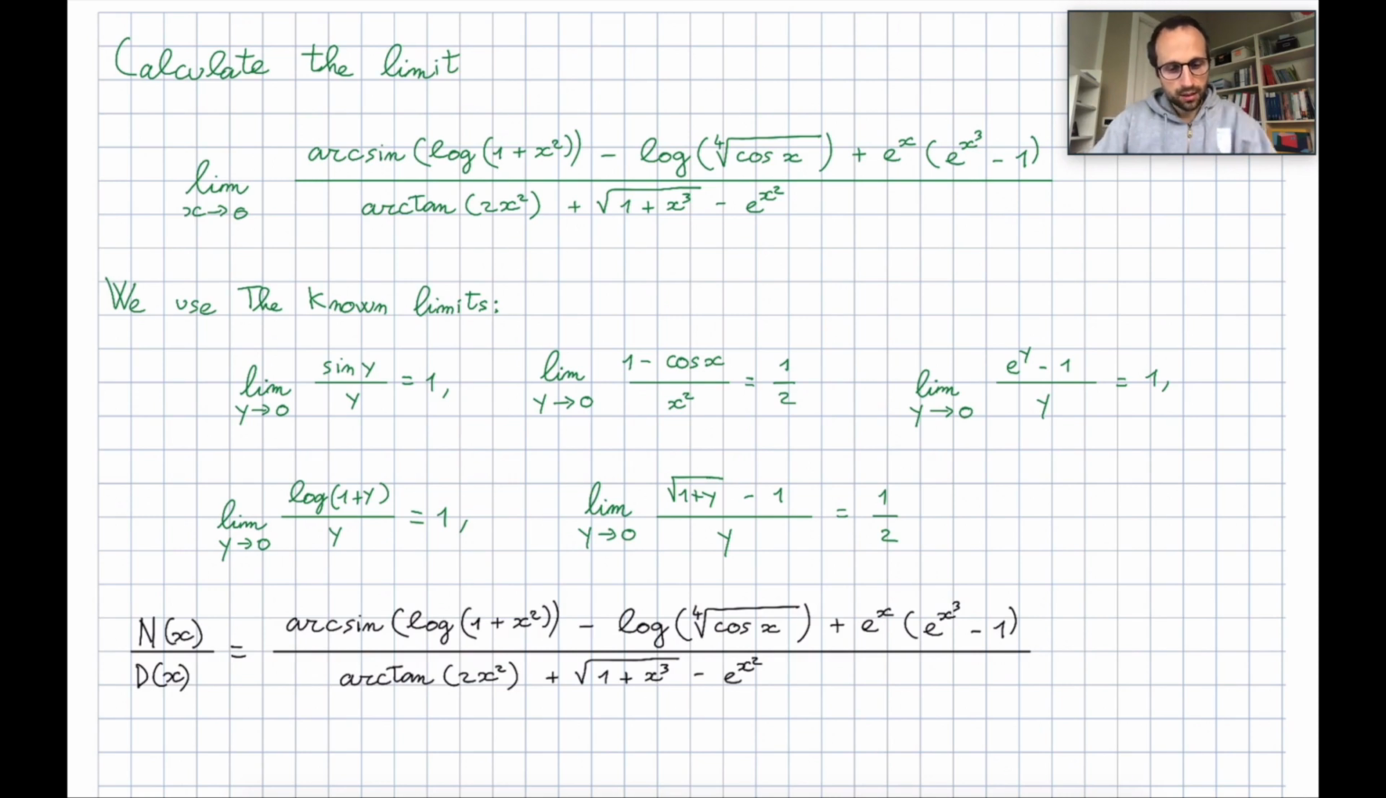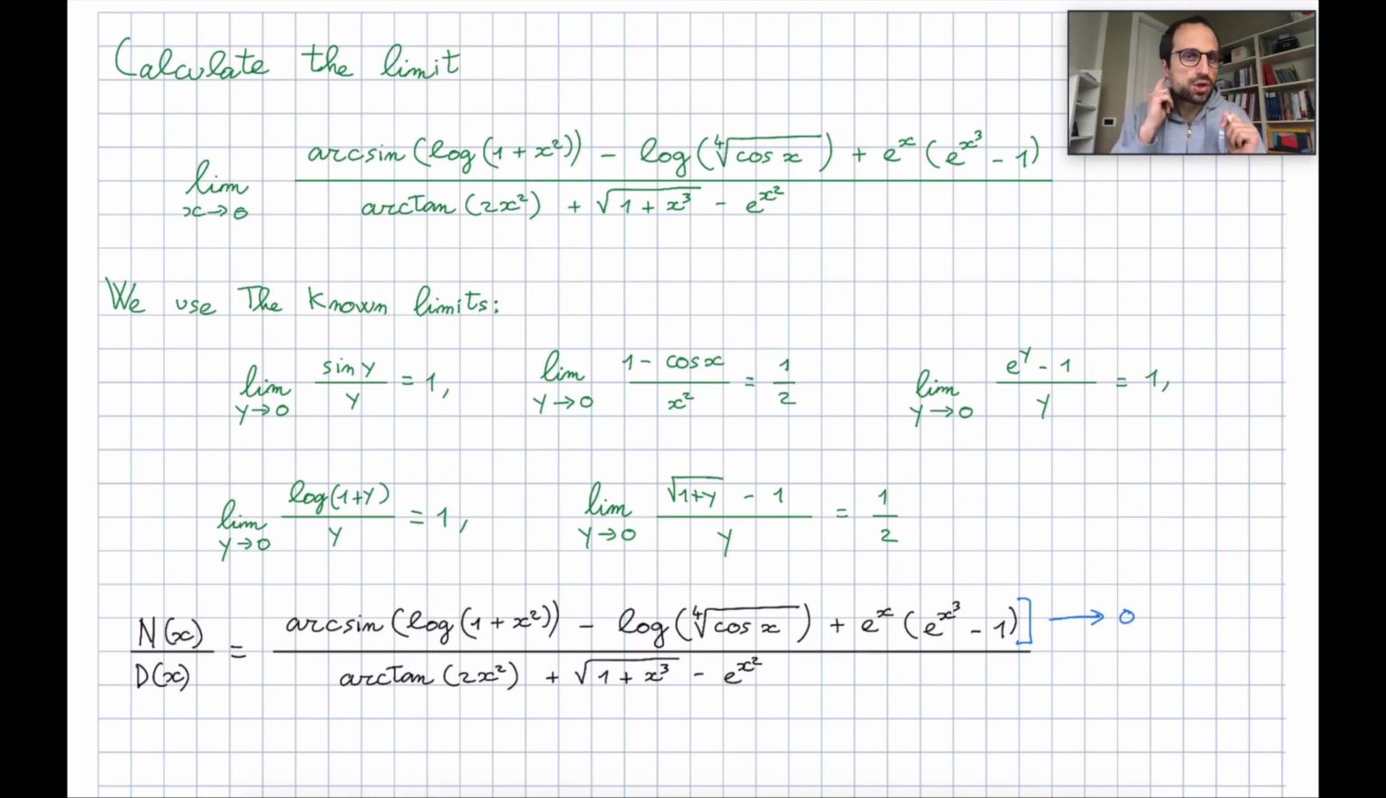So let's look at the numerator here. The first part here, this arcsine of log. Let's start by the inner component here. 1 plus x squared goes to 1. So log of 1 is 0, arcsine of 0 is 0. So the first bit goes to 0. The second bit the same, because cosine of x goes to 1. So this guy here goes to 1, too, and log of 1 goes to 0. And similarly here, this expression here goes to 0, too. So the whole numerator goes to 0 as x goes to 0.